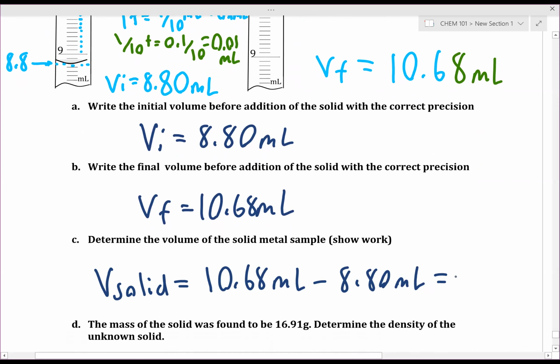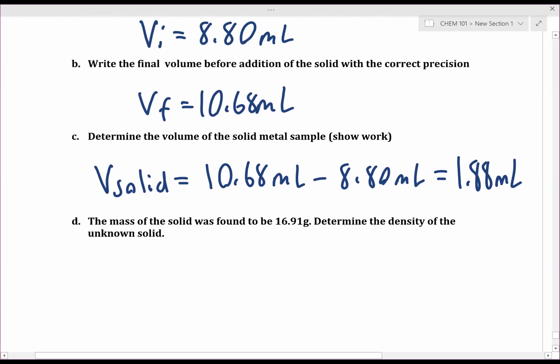And again, following our Sig Fig rules, what do we care about when we're subtracting numbers? Do we care about Sig Figs or decimal places? Decimal places. So how many decimal places should our answer have? 2. Perfect. So let's break out our calculator for this. So we have 10.68 minus 8.80. We hit the equal sign and we get 1.88. Okay, perfect. We're on the same page on that. So the volume of our solid is 1.88 milliliters.